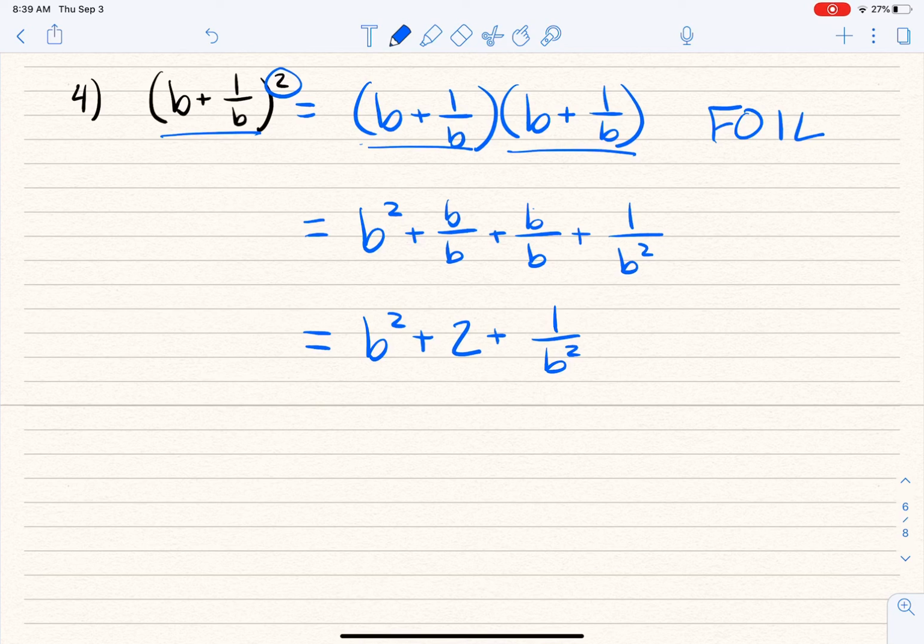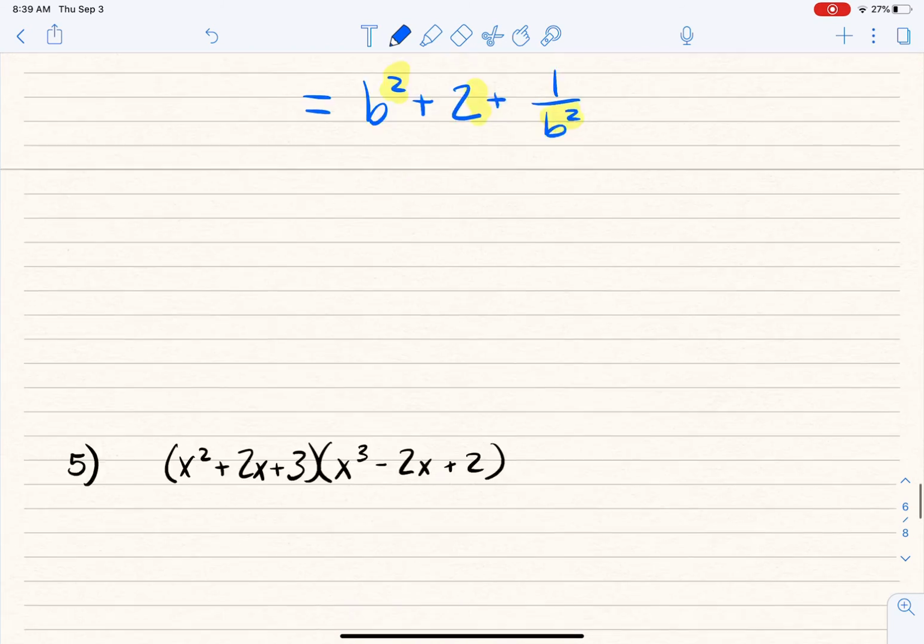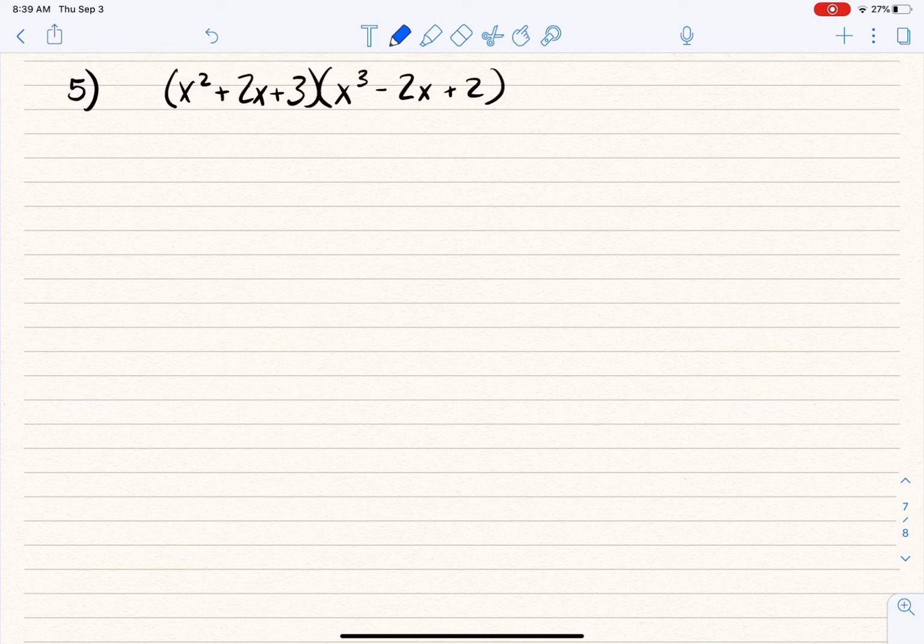And that's actually in the proper order if you think about descending exponents, because this exponent is 2. The exponent on the b in this value would be 0, and the exponent right here is a negative 2 because the thing's on the bottom. So this would be the right order. B squared plus 2 plus 1 over b squared. All right, we're almost done. Hang in there, guys. We're just about there.